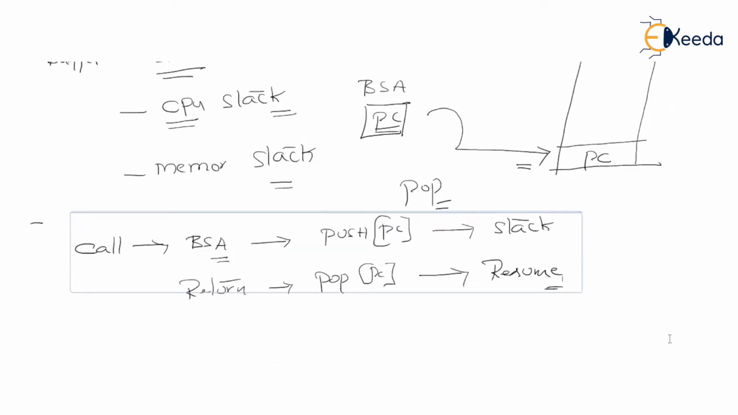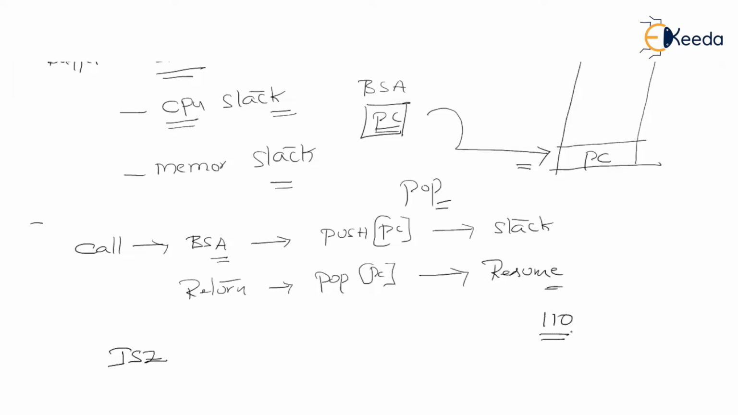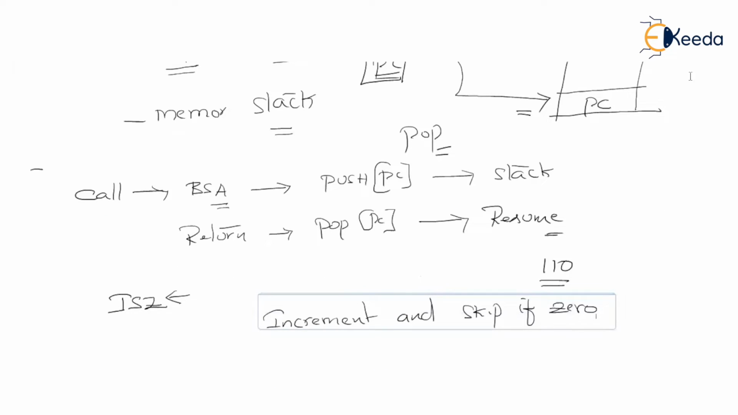The next and the final instruction within the category of the memory reference instruction is ISZ. ISZ, if you remember, that is 110. An opcode combination which is 110 signifies that the instruction is ISZ. ISZ stands for increment and skip if 0. What is increment and skip if 0? Let us understand how does it work.